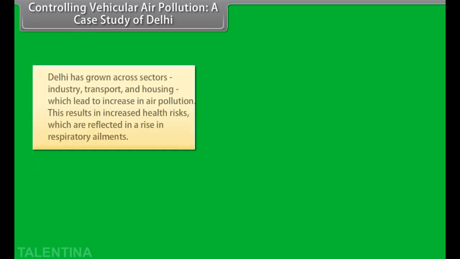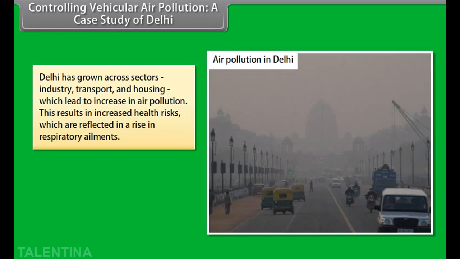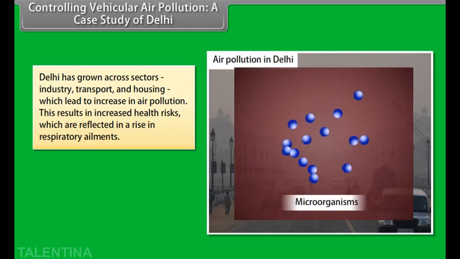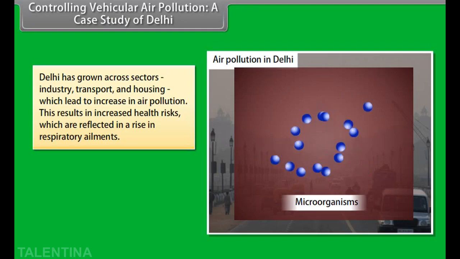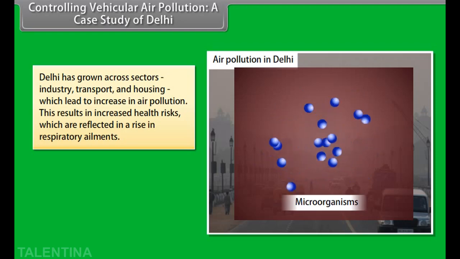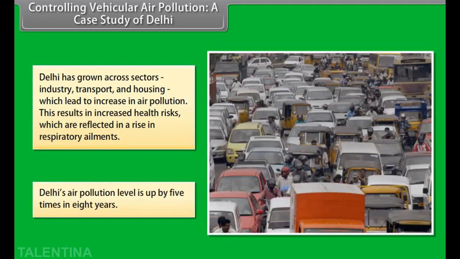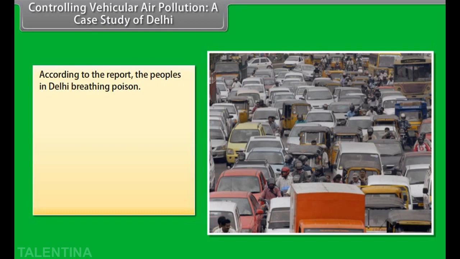Controlling vehicular air pollution. A case study of Delhi. Delhi has grown across sectors, industry, transport and housing, which leads to an increase in air pollution. This results in increased health risks, which are reflected in a rise in respiratory ailments. Delhi's air pollution level is up by 5 times in 8 years. According to the report, the people in Delhi are breathing poison.